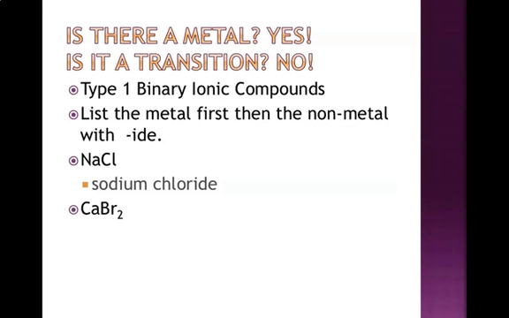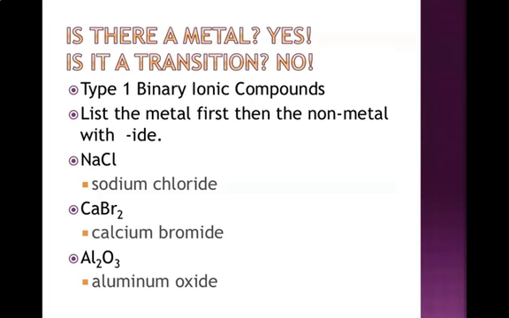The next one, CaBr2: we have calcium, Ca, and bromine, but it's a compound, so we have to do IDE at the end. It becomes bromide. Calcium bromide. Al2O3 means that we have aluminum oxide.